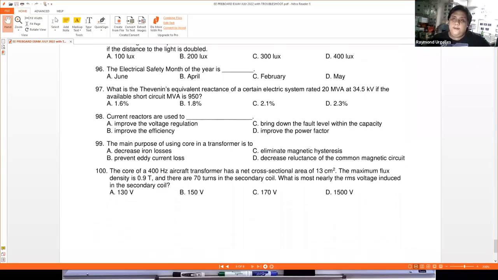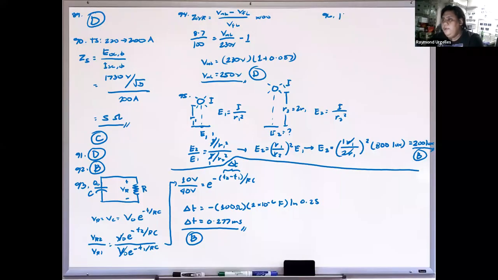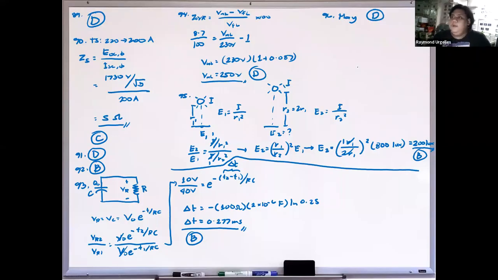Next, number 96. Electrical safety month. This is May. The one who declared this was President Noynoy. So this is letter D. I thought it was a presidential decree, but this is under presidential proclamation 193, series of 2011.